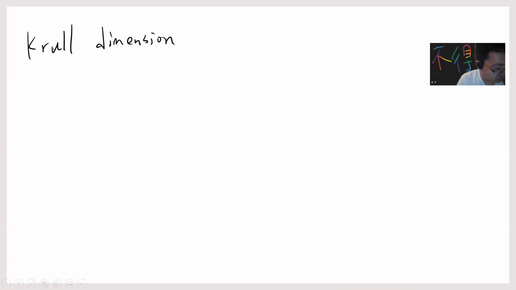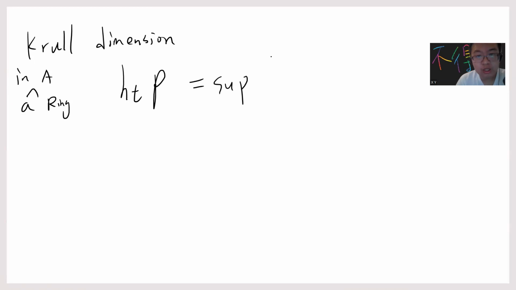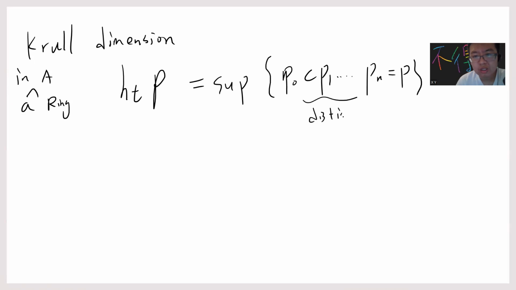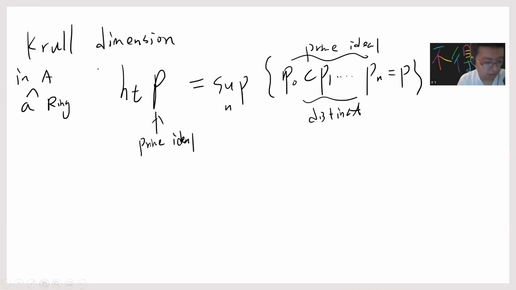In order to talk about codimension, we need to define, in a ring A, the height of a prime ideal. The height of a prime ideal p is defined to be the supremum of n such that there is a chain p0, p1, up to pn equals p. They are all distinct, and everything must be a prime ideal. Okay, so this is called the height.